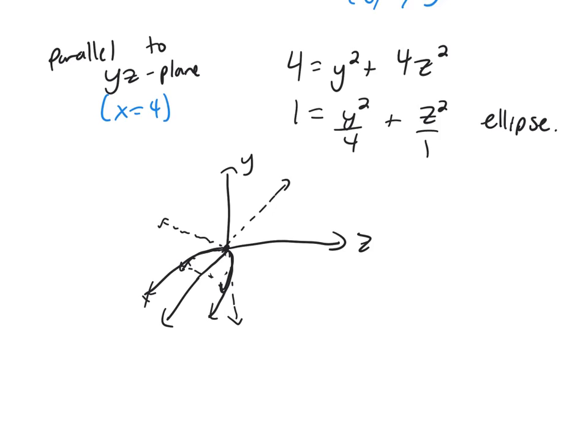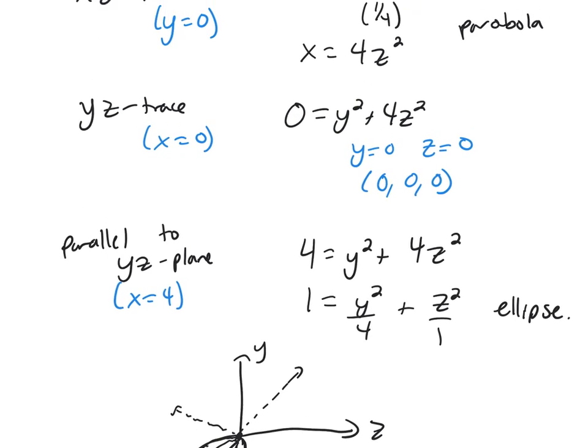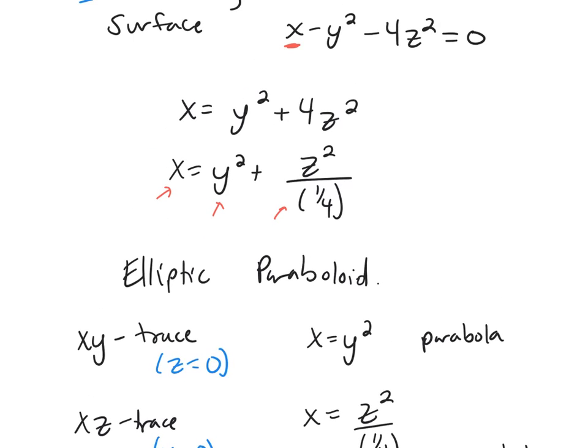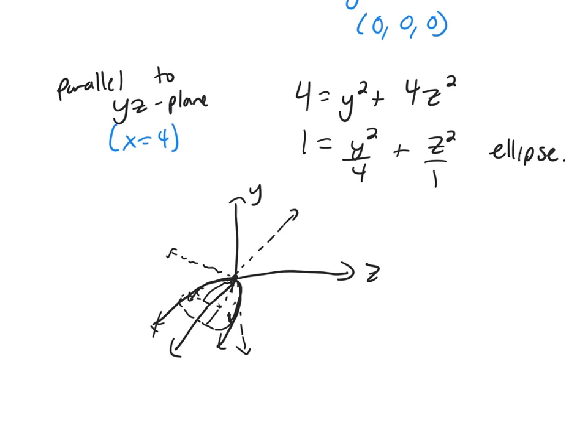You have this kind of bowl here where, if I take these cross sections, I get parabolas. Okay, so a bowl facing out in the positive x direction. And remember, the way it faces out depends upon, if we look back here, the variable that wasn't squared. So right here, x, it should face out along the x-axis, which it does.